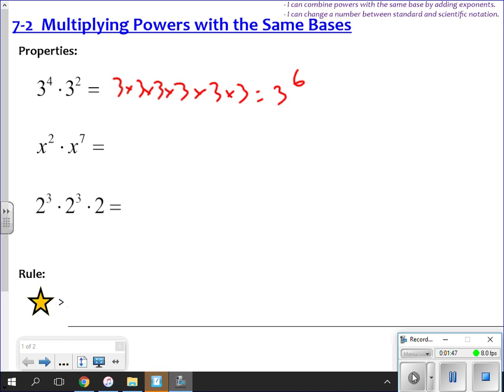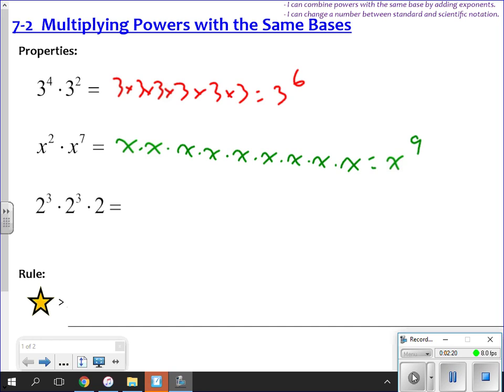If I have a variable, it works the same way. X squared is x times x. X to the 7th is x times x times x times x times x times x. And one more. How many x's am I multiplying together? 9. So this is x to the 9th power because that's what exponents are. It's repeated multiplication.